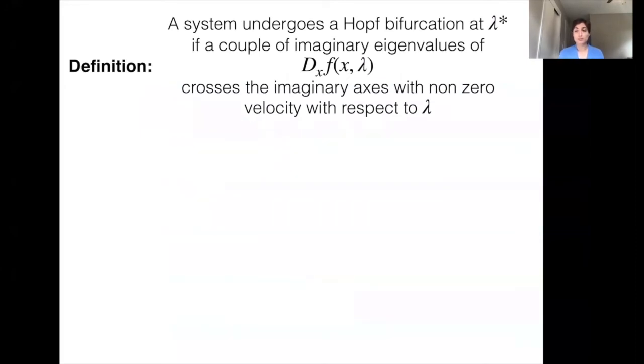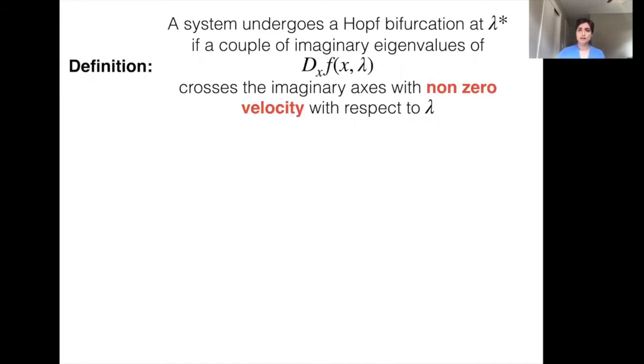When we look at the formal definition of Hopf bifurcations, we are usually looking at something that relates to the eigenvalues of the derivative with respect to x of the right-hand side of our ODE. So we say that an ODE is undergoing a Hopf bifurcation at a specific value of a parameter if our derivative of f has a couple of pure imaginary eigenvalues at lambda star that are crossing the imaginary axis with non-zero velocity with respect to lambda. The non-zero velocity with respect to lambda is a restriction to require the Hopf bifurcation to be non-degenerate.